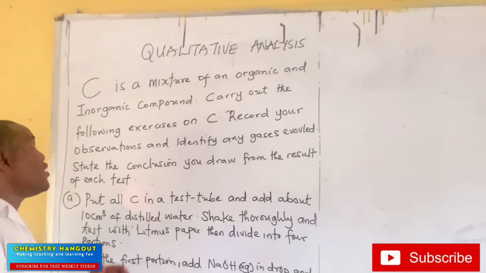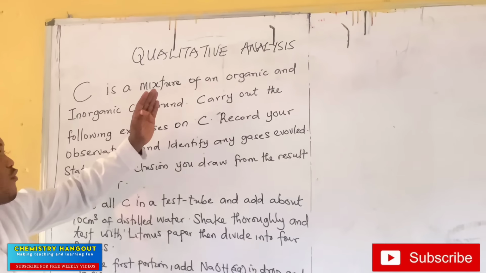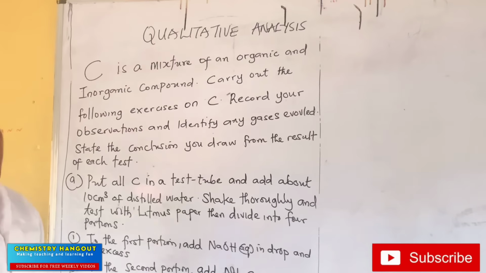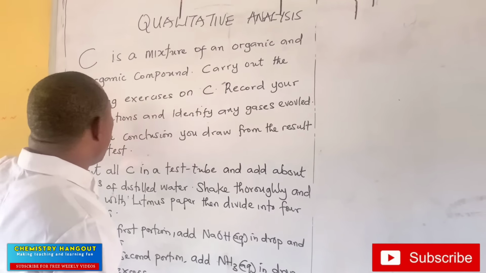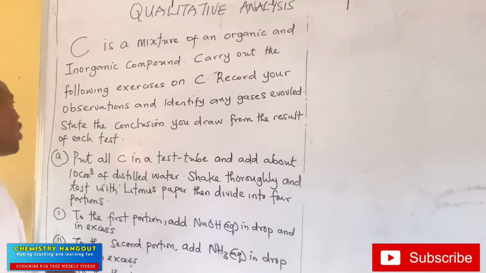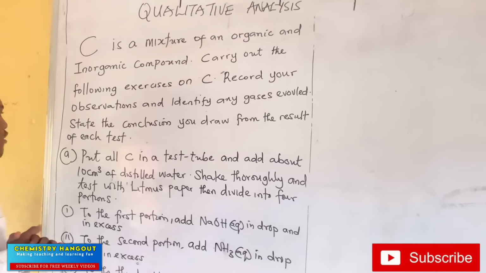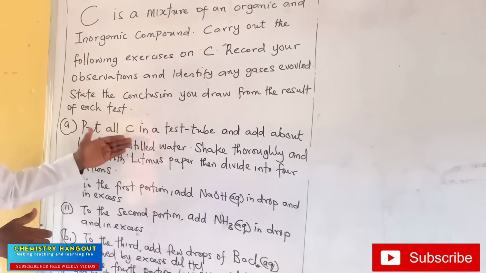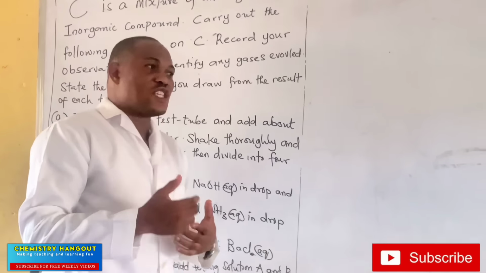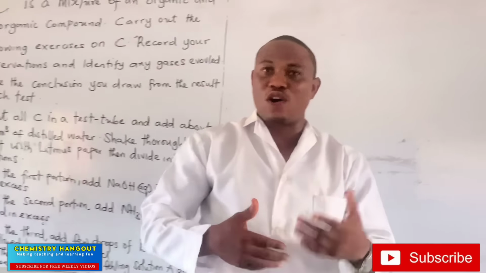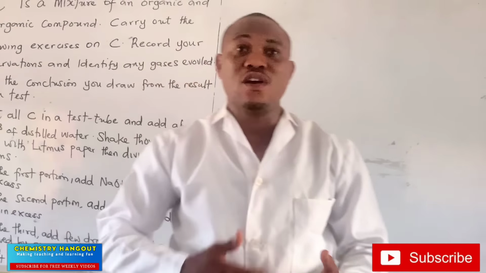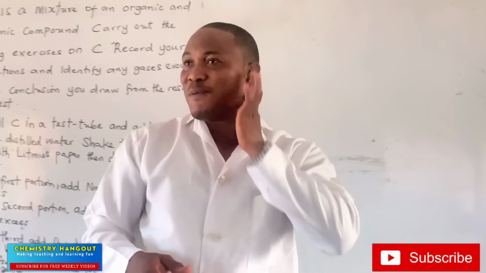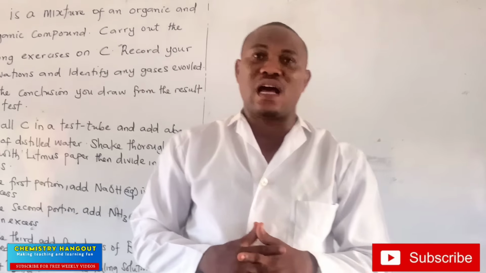The proposed question says: C is a mixture of an organic and inorganic compound. Carry out the following exercises on C, record the observation and identify any gas involved, state the conclusion you draw from the result of each test. Then they said put all C. Like we know, the specimen for this year, for some of us that have seen it, is copper sulfate and glucose, and that's what we are going to be doing.